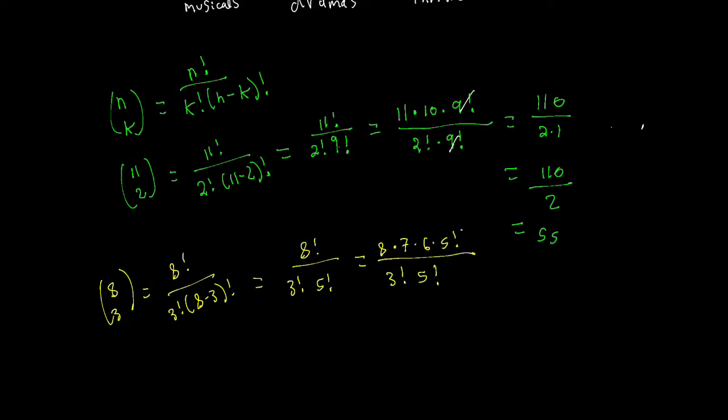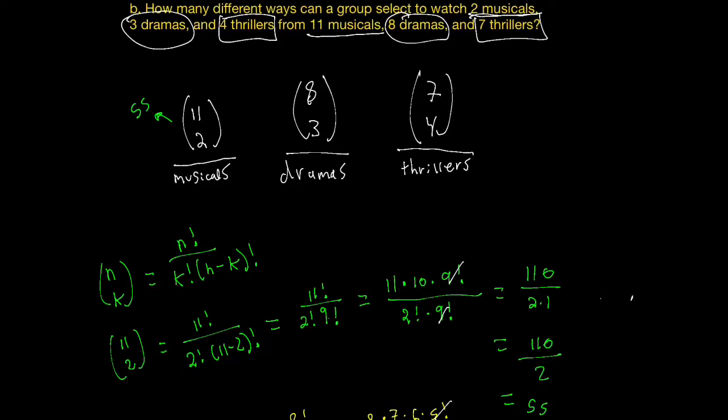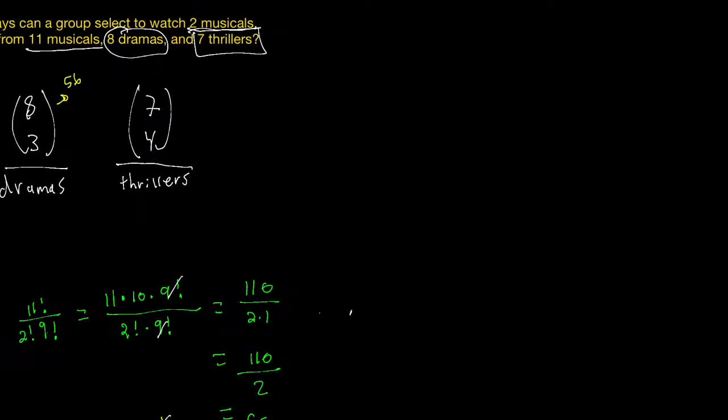So let's cross these out. We get 8 times 7 times 6, and that's going to give us a total of 336. And then 3 factorial is the same thing as 3 times 2 times 1. So 3 times 2 times 1 is just 6, and then 336 divided by 6 is going to give us 56. So that's the number of ways we can get 3 dramas out of 8. So 56.